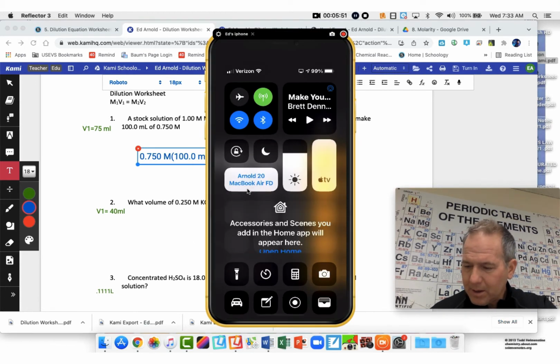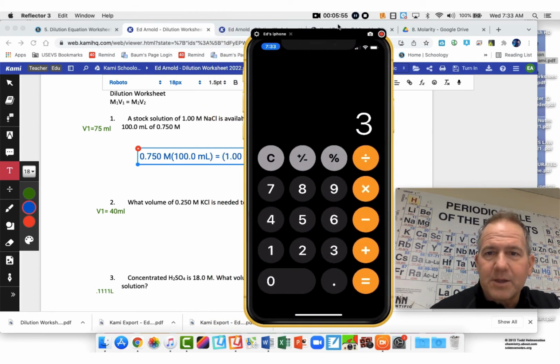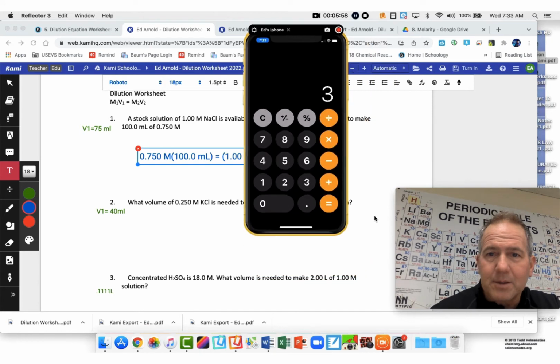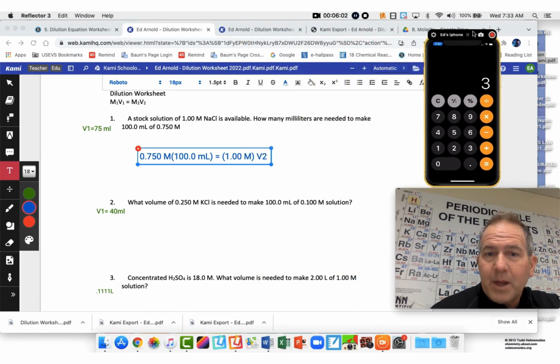All right, in my calculator, let me move this over to the side and shrink it down a little bit. Oh my gosh, it's ridiculously large there. All right, so look what we have: 0.75 M and 100, right? We're solving for V2, so always go to the opposite side of where the variable is. So take and put those numbers in.